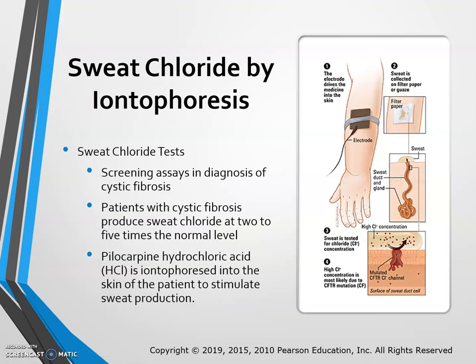The sweat chloride test is used for screening, analysis, and diagnosis of cystic fibrosis. Patients with cystic fibrosis produce sweat chloride at 2 to 5 times the normal level. Pilocarpine, not HCl, hydrochloric acid, HCl, is iontophoresed into the skin of the patient to stimulate sweat production. So the electrode drives the medicine into the skin. The sweat is collected on filter paper. Sweat is tested for chloride concentration, and a high chloride concentration is most likely due to the CFTR mutation.